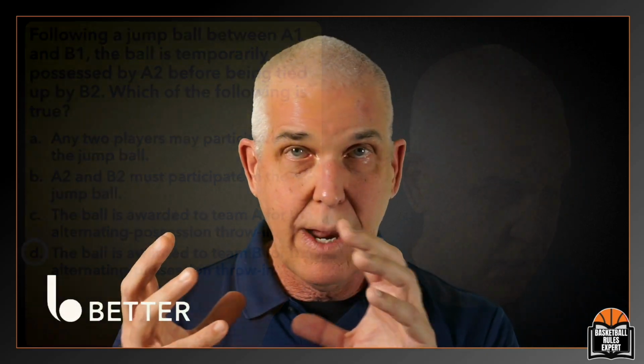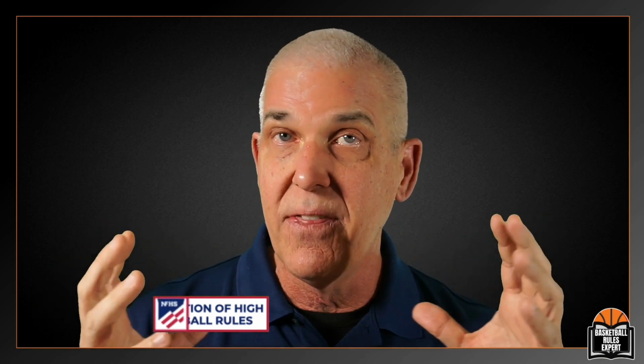Once that player control is established, that's the key to the equation. In the absence of that, we would re-jump. But once we've established player control on the court after the jump ball, then we have the possession arrow set. And even if it's a fraction of a second later that we have a held ball, we're going to go to the possession arrow to resume the game.